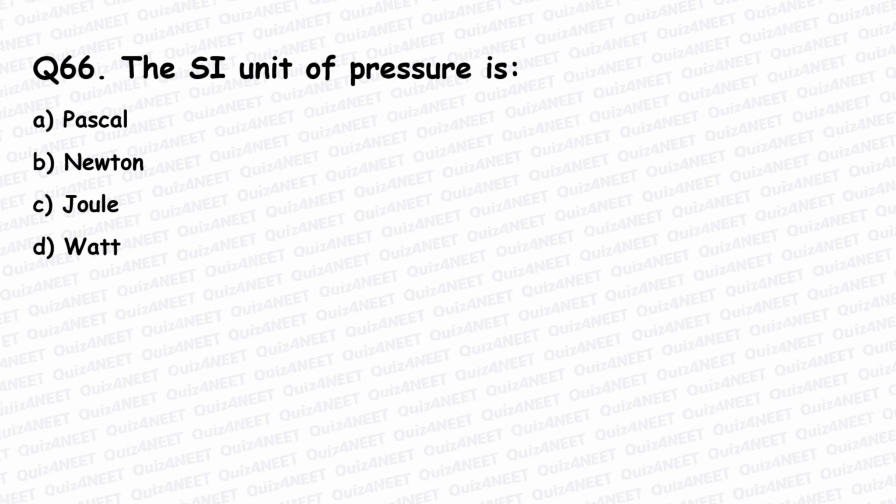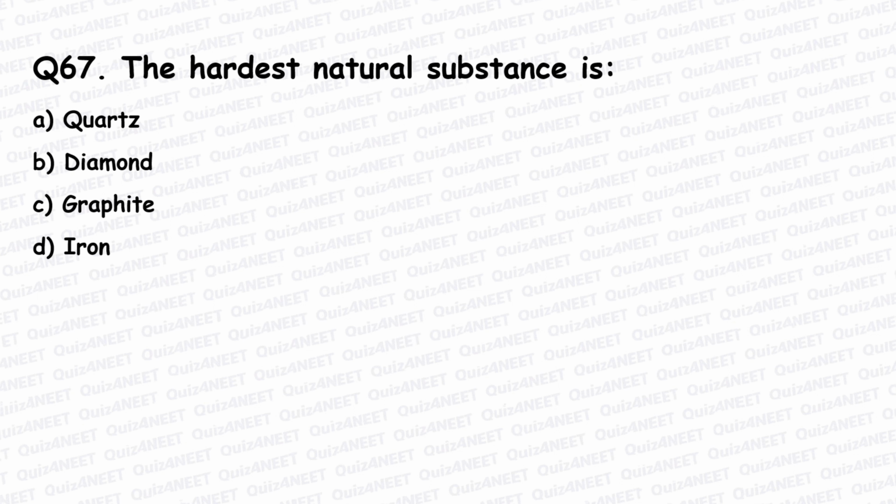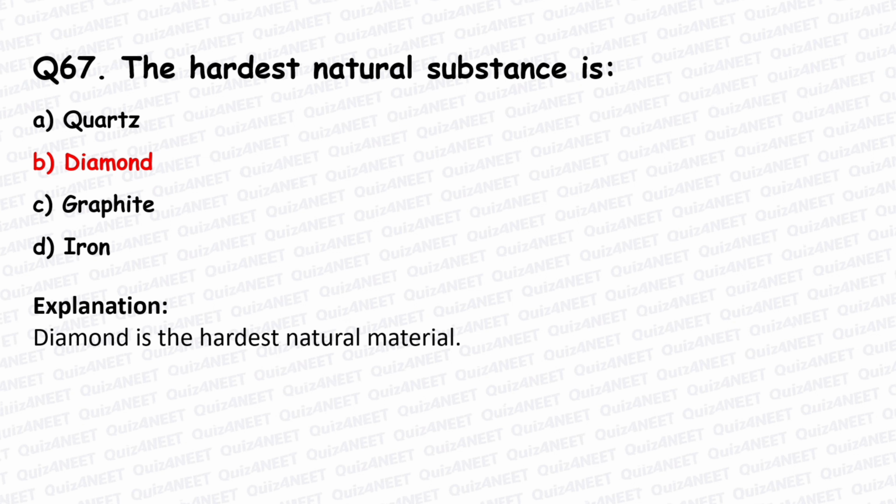Q66. The SI unit of pressure is A. Pascal, B. Newton, C. Joule, D. Watt. Answer. Pressure is measured in pascals. Q67. The hardest natural substance is A. Quartz, B. Diamond, C. Graphite, D. Iron. Answer. B, diamond. Explanation. Diamond is the hardest natural material.